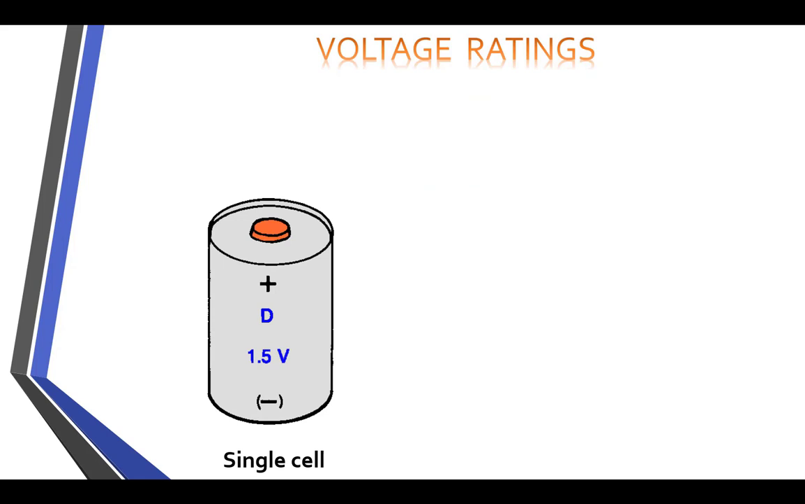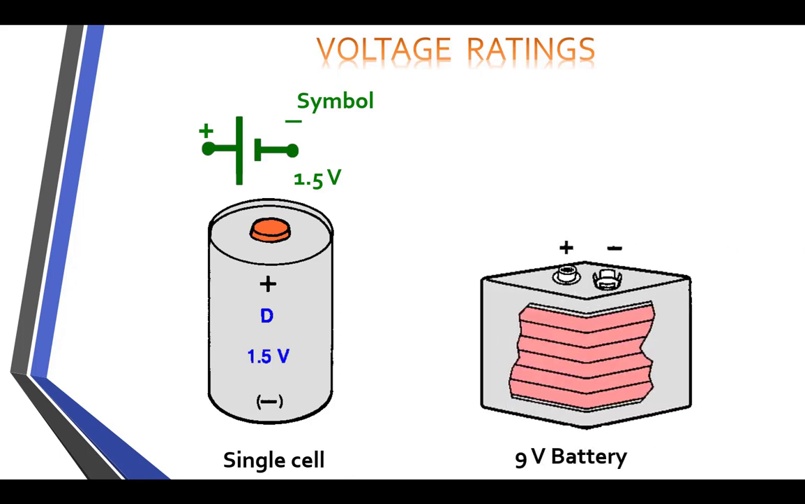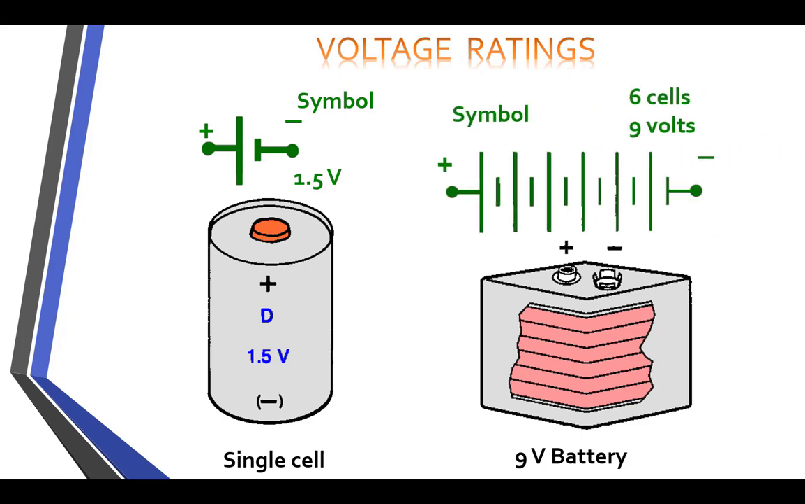A single cell is 1.5 volts. So here is a single cell battery. It's a D battery, it's 1.5 volts. And this is the schematic symbol for it. Here I've got a 9-volt battery. So that means that there are 6 cells in a 9-volt battery.